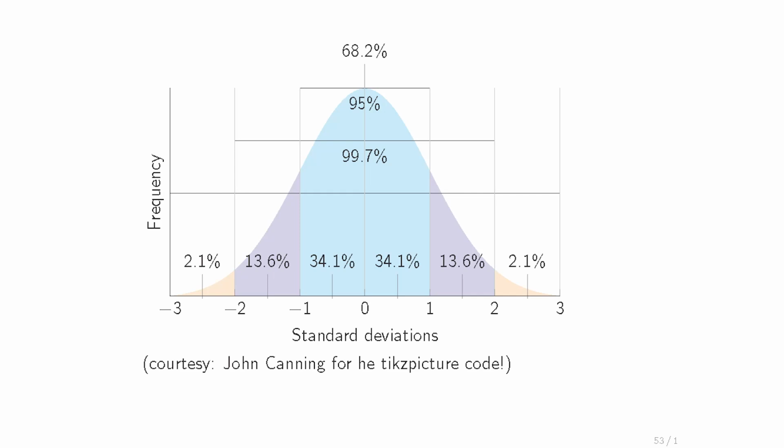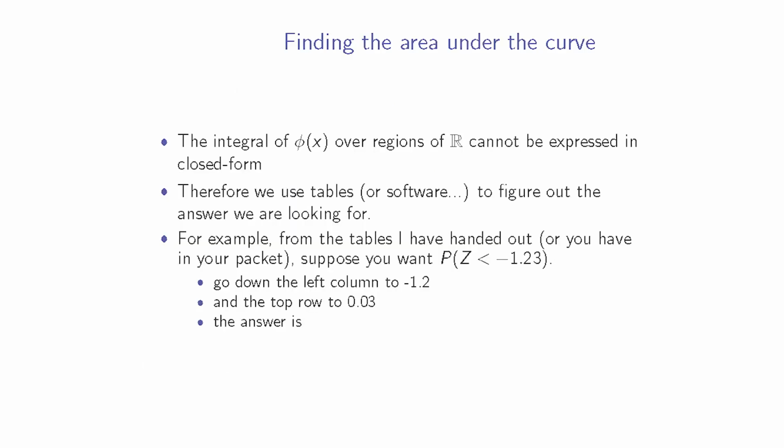So in general, if you wanted to know what fraction of the area under the curve is below any number, you use these tables that I've distributed. But suppose that you wanted to know, for example, the probability that Z is less than -1.23. You'd look at your tables.